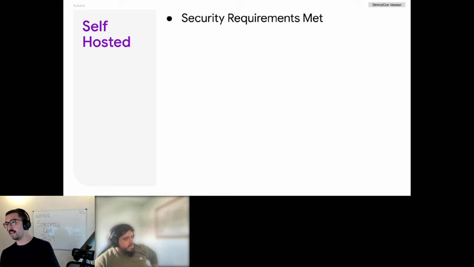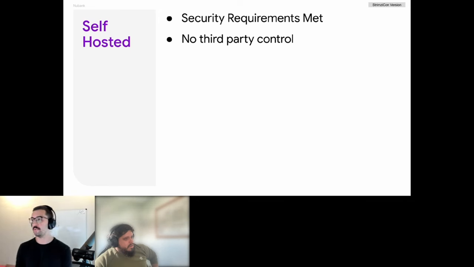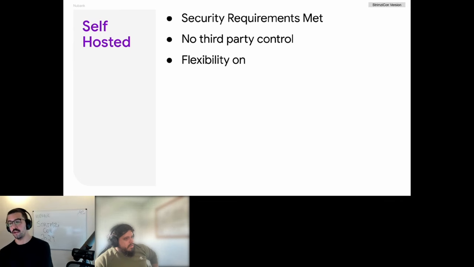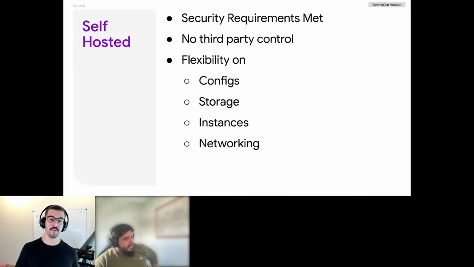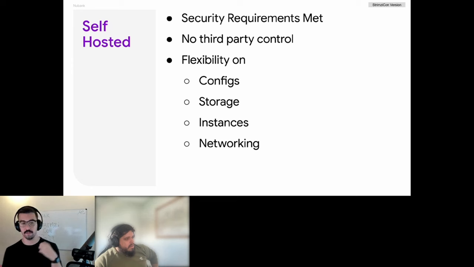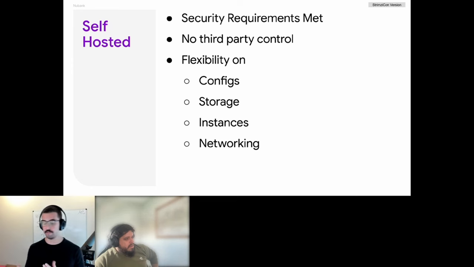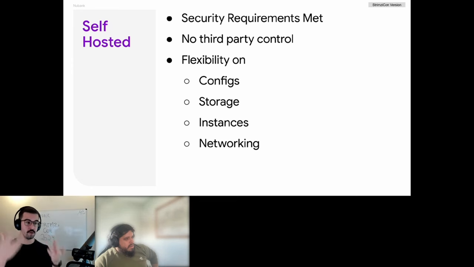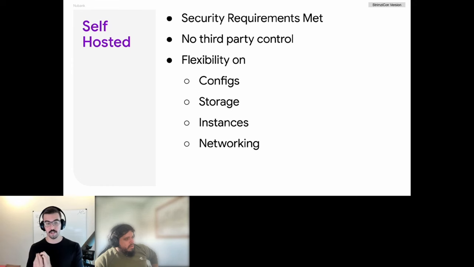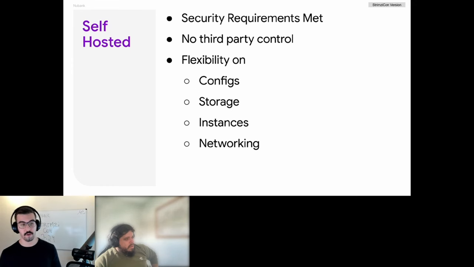Self-hosted allows us to meet our security requirements. It reduces third-party control, and we have flexibility on config, storage, instances, networking. One thing about bring your own cloud was that for all the infrastructure created, we wouldn't have the IDs for the VPCs, etc. And we would have to go to the AWS account, fetch all this data to then create the integrations with our system.